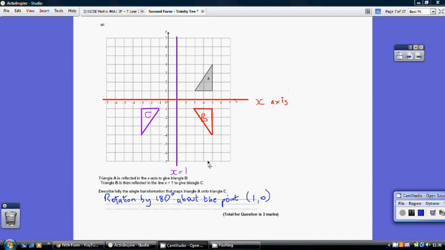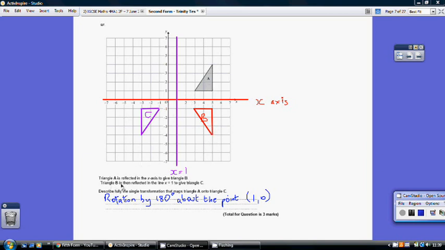Question 7. So triangle A is reflected in the x-axis to give triangle B. So this red line here is the x-axis, and then we reflect triangle A over this. So it's just the mirror image. So for example, this point here is 1 square away, so remains 1 square away. This point here, for example, is 1, 2, 3, 4 from the mirror line. So going backwards, 1, 2, 3, 4. So B is a reflection of A.